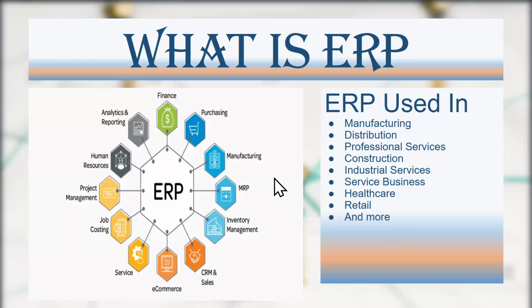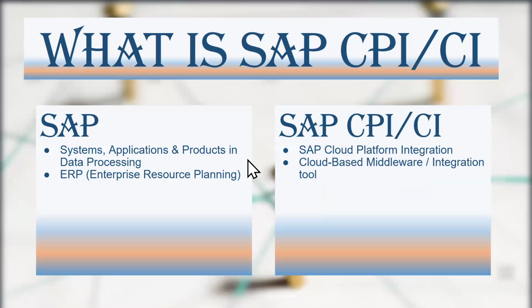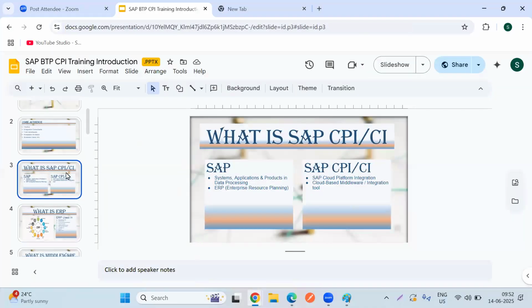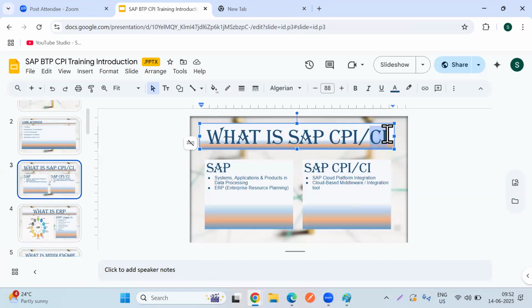So this software is provided by SAP. Now we are done with SAP, so what is CPI? SAP, along with modules like material management, finance, purchasing, manufacturing, MRP, is also providing this particular integration module. That is CPI, Cloud Platform Integration, and it is also called CI, Cloud Integrator.